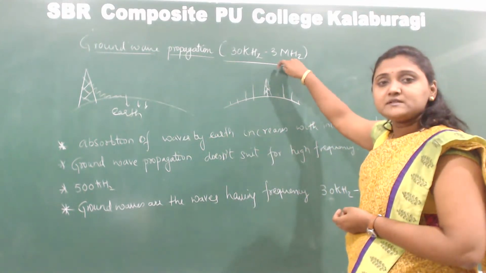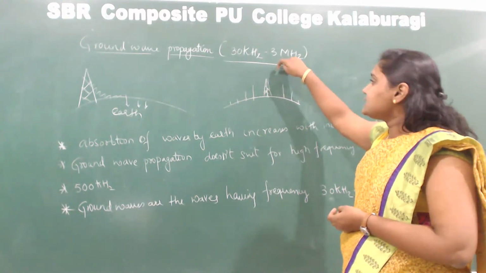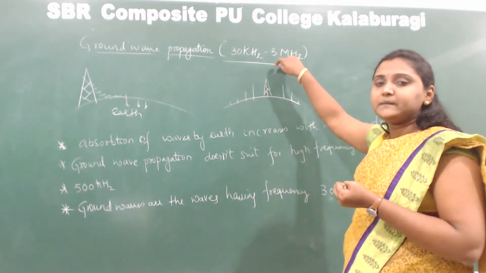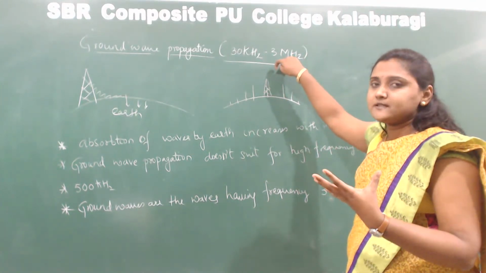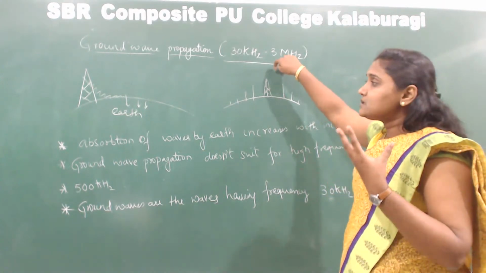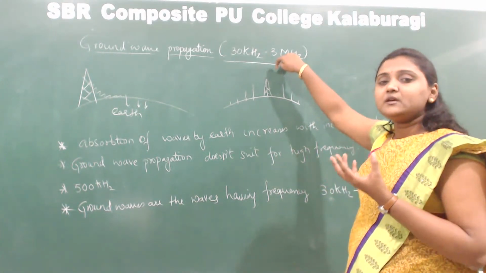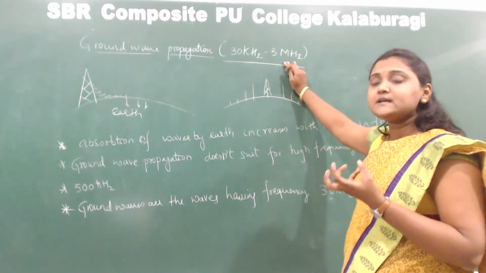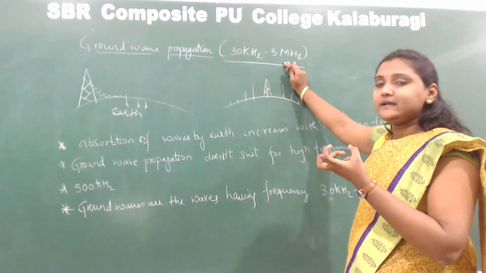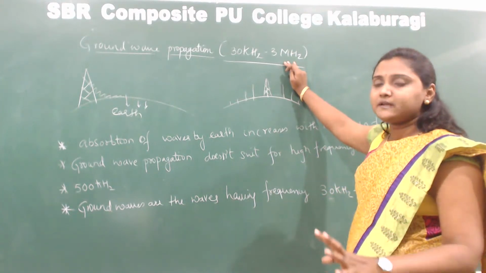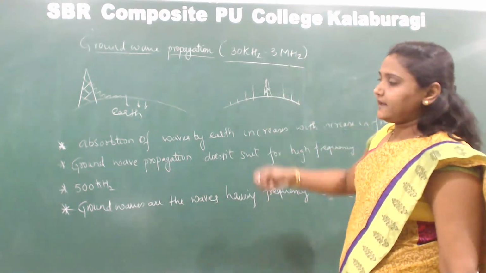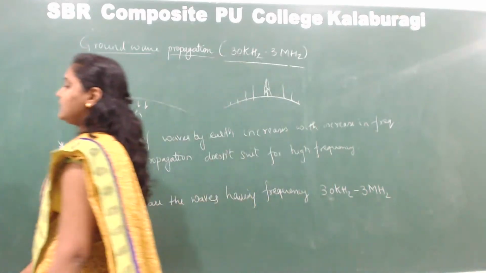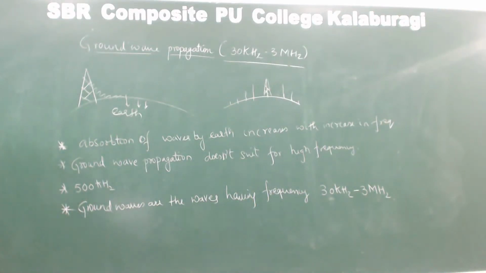So all the waves above the 3 megahertz will be simply absorbed completely by the earth and nothing reaches the receiver. Okay, so using the ground wave propagation, if we use any signal having a frequency greater than 3 megahertz, that signal will be completely absorbed by the earth and it will never reach the receiver from the transmitter. Right, so this is about the ground wave propagation.